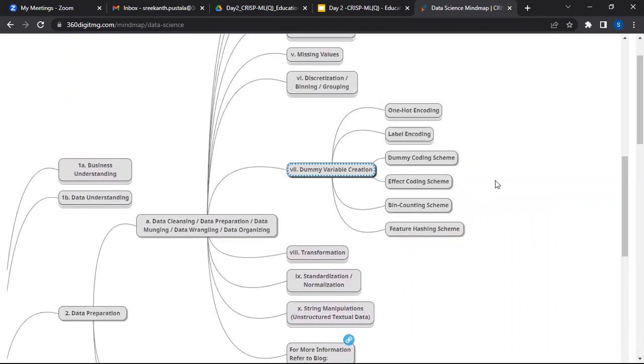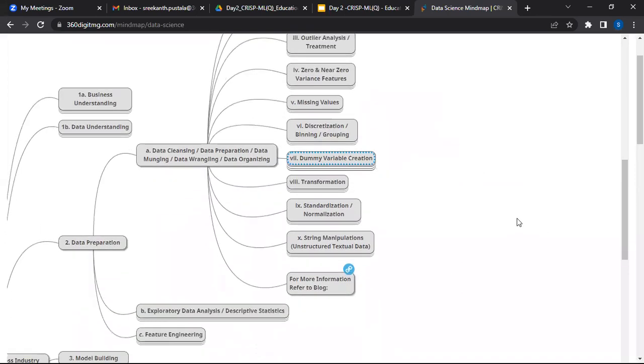So we are going to look at dummy variable creation. We will be using dummy variable creation: one hot encoding, label encoding, dummy encoding scheme, effect encoding scheme, bin counting scheme, and feature hashing scheme. These are the different methods that we have in the case of dummy variable creation.